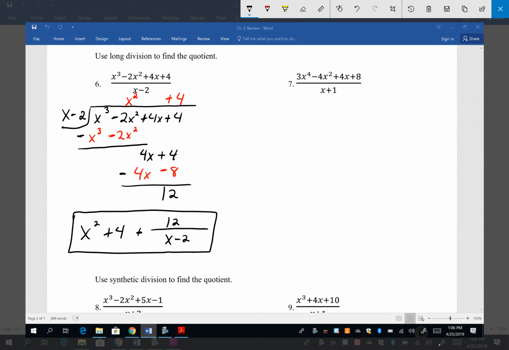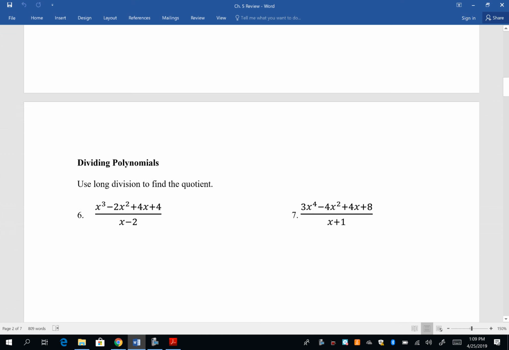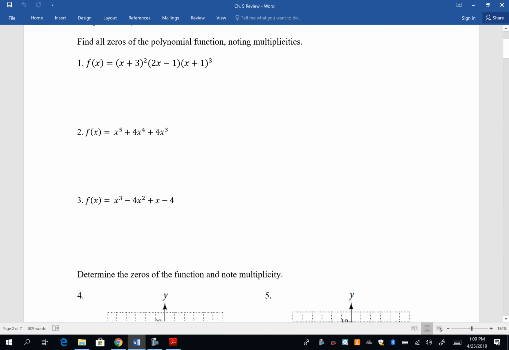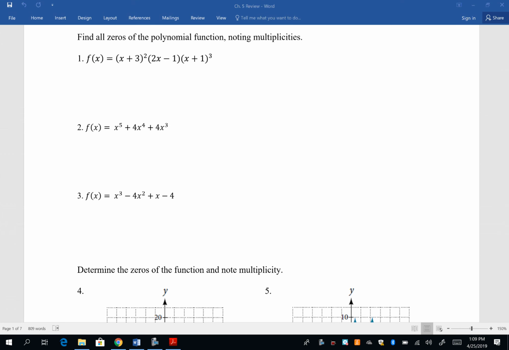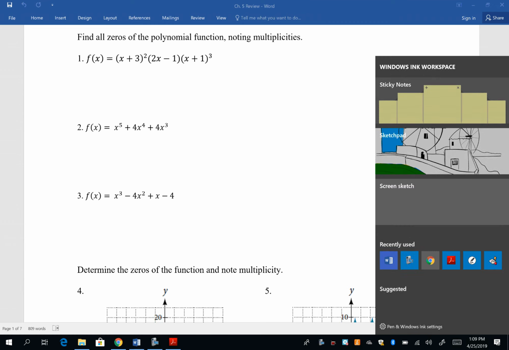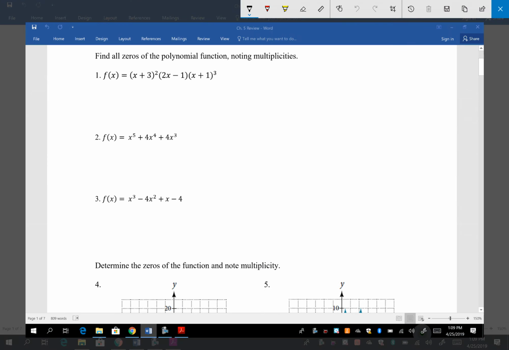Who's got another one? Number 1. All right, let's go up to number 1. Find all the zeros. It's really nice that number 1 is already factored. I hope I was nice enough to give you a question that's already factored. I mean, I don't have to.